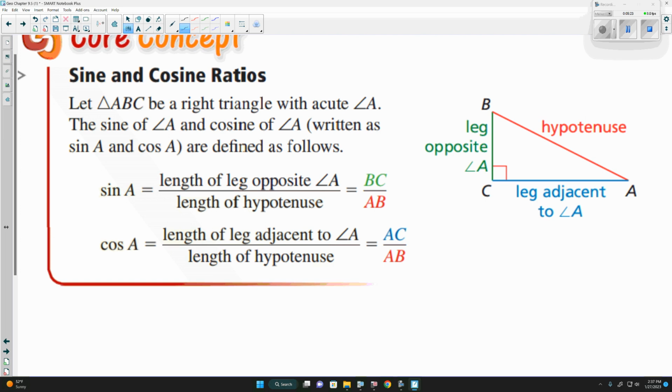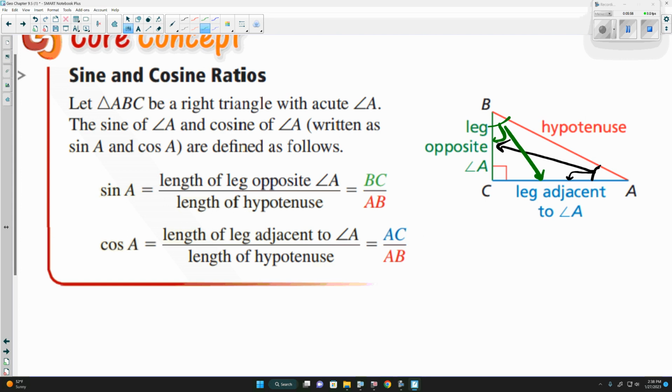And the hypotenuse is always going to be the longest side. Now the adjacent side and opposite side are going to be dependent on the angle. So for angle A, this side over here is the opposite side, and this side here is the adjacent. Now if we're looking at angle B, over here, this side is now the opposite side, and this side here is now the adjacent.